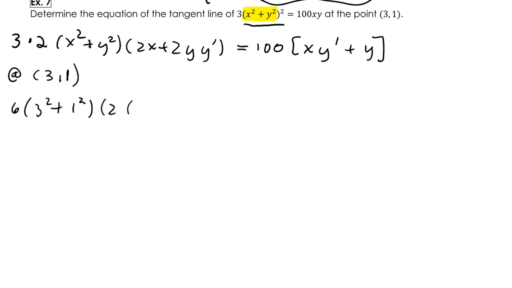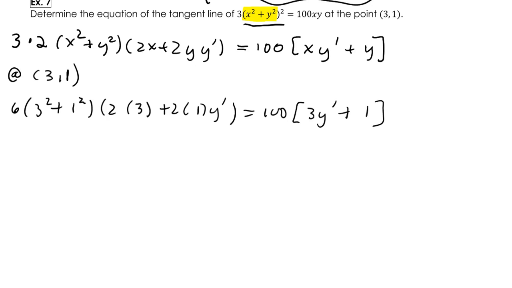And then we're going to replace x with 3, y with 1. Let's see if we're missing a parenthesis. I think right here. Equals 100, x with 3, y with 1. Okay, let's see what this leaves us with now. Right here, this is 10 times 6 is 60. So we have 60 times (6 plus 2y prime) equals 100 times (3y prime plus 1).